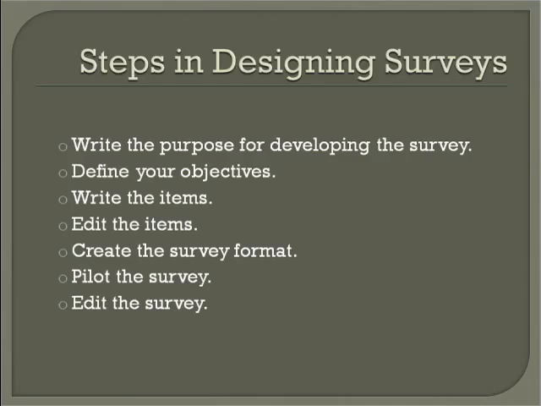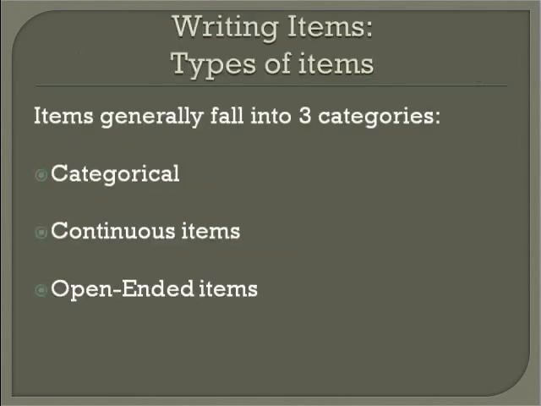Okay, then you're going to write the items, then you are going to edit the items, and you're going to create the survey. We're going to talk about piloting and editing the survey once we talk about the administration, which will be in the next section. Now, items will fall into three categories. They're either going to be categorical, continuous, or open-ended.